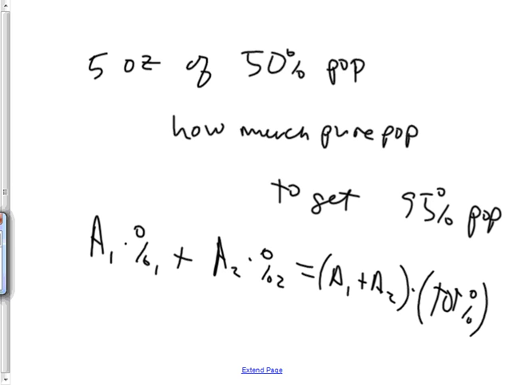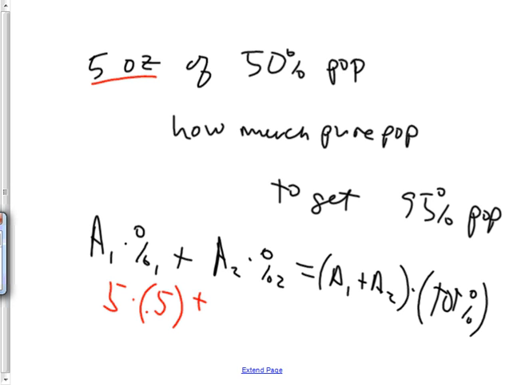Okay, so hopefully you put the numbers in like this. Amount 1 was 5 ounces. That's the amount. Times the 50% pop, I can put 0.5. Yes, you could put 50%, but you're going to have to change that to a decimal, put in the calculator, right? So 0.5 makes more sense there.